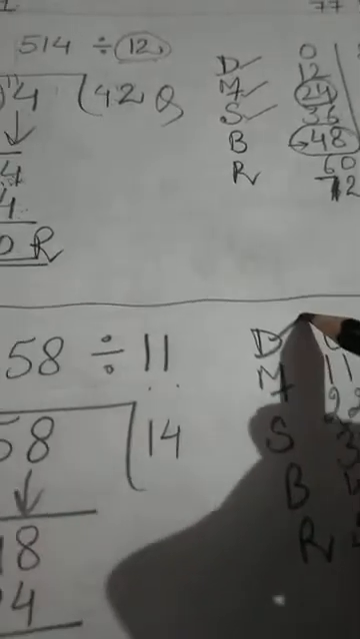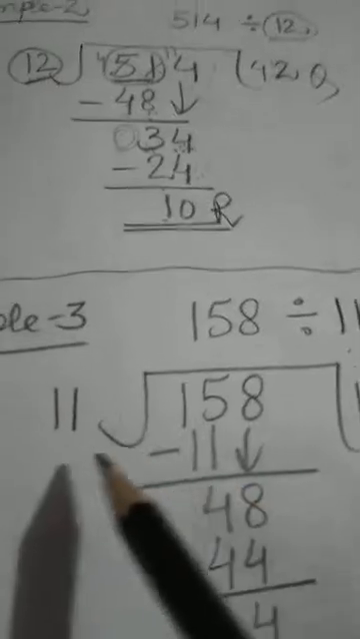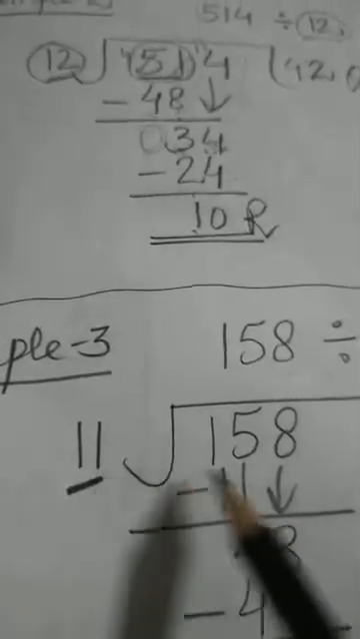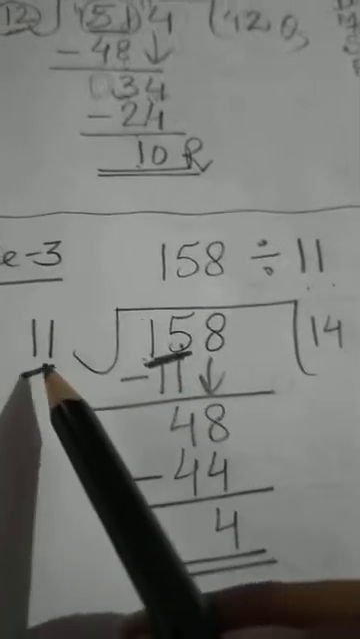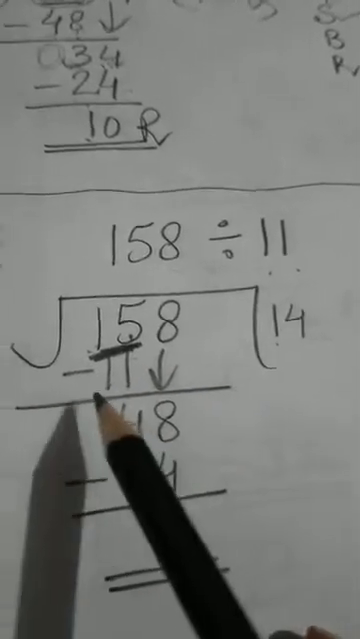Yes, first is division. Now which numbers to be divided? Here you can see 3 digits, so from here we will take 2 digits, that is 15. Now from the table of 11, what can be written under 15? You can see here only 11 can be written under 15. Yes, 11 ones are 11.